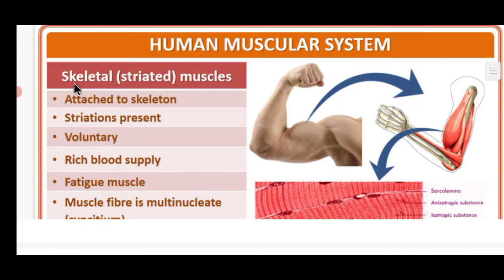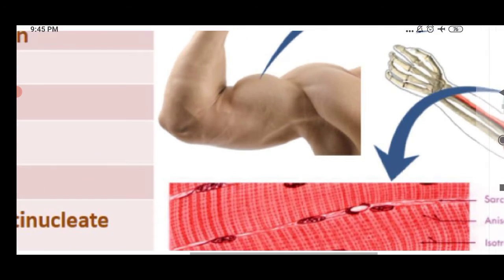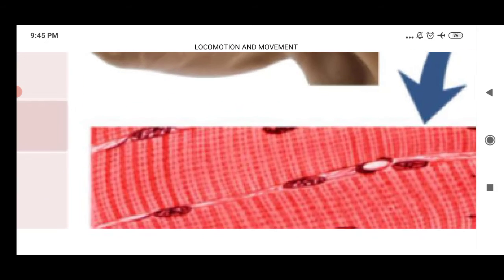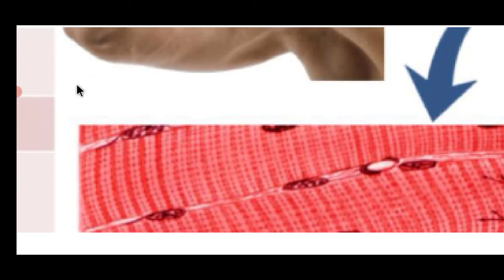First of all, skeletal or striated muscle fiber. These are called striated because when we see them in the microscope, their structure is like this. Look at this diagram here, it is the diagram of a striated muscle fiber. Here the alternate dark band as well as the light band are visible. Some areas are light, some areas are dark. That is why we say that skeletal muscles have striations.